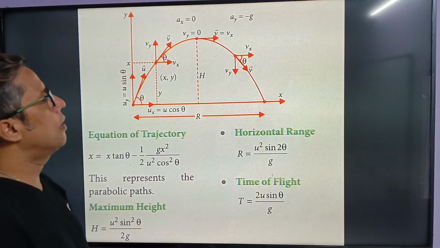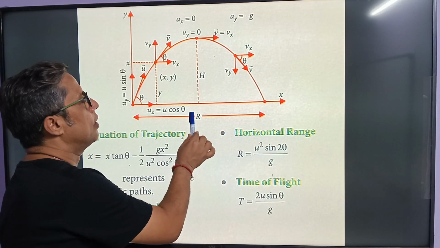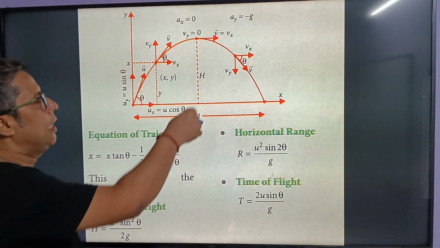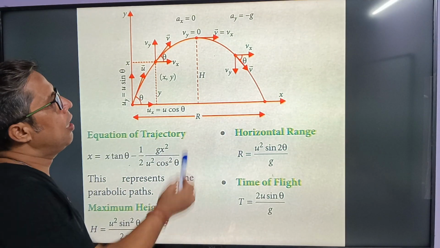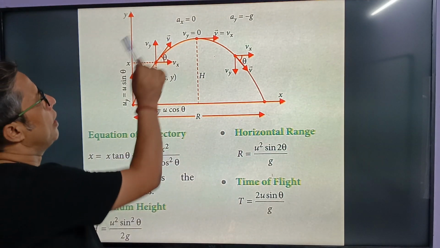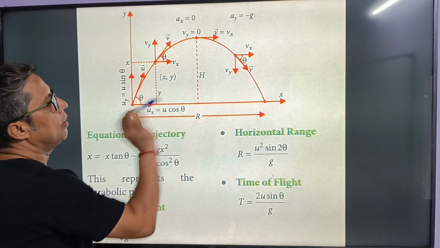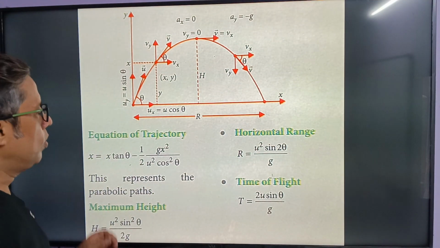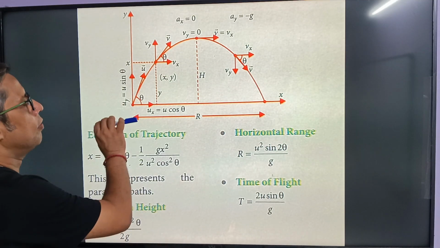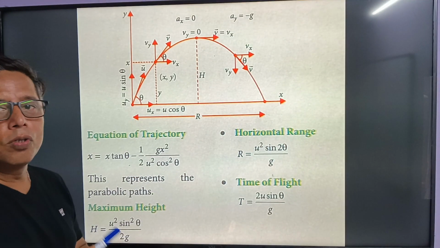Because we have taken the y direction as positive. ay means acceleration in the positive y direction, but g is acting downward. That's why ay is minus g. Fine. Now what about ax? ax is 0 because in this direction there is no acceleration. As I told you, we have only considered the acceleration due to gravity. So along the x-axis there is no acceleration. That's why ax is equal to 0.